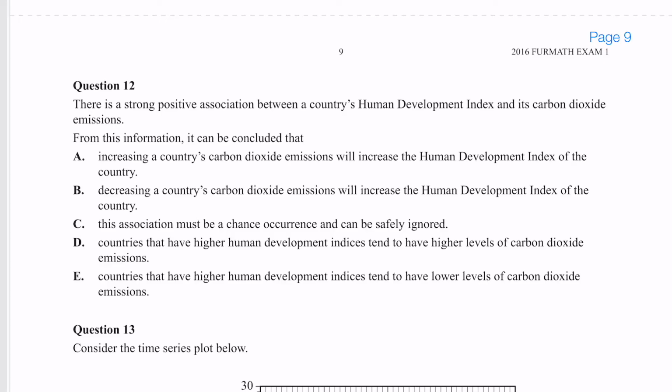Question 12. There is a strong positive association between a country's HDI and its carbon dioxide emissions. From this information, it can be concluded that increasing a country's carbon dioxide emissions will increase the Human Development Index. So, everything here with questions like these, whenever it states will increase, it's wrong, because this is something that's definite, and this is saying there is a strong positive association.